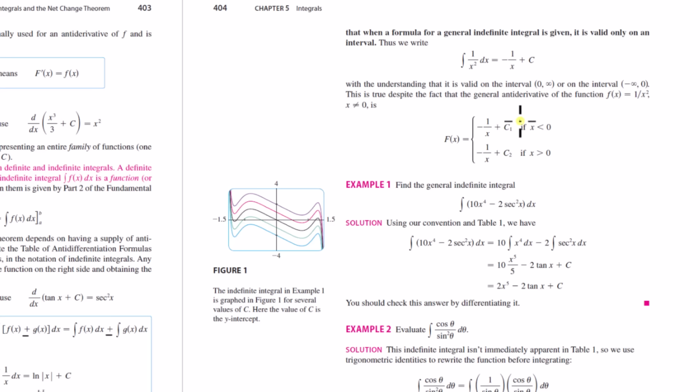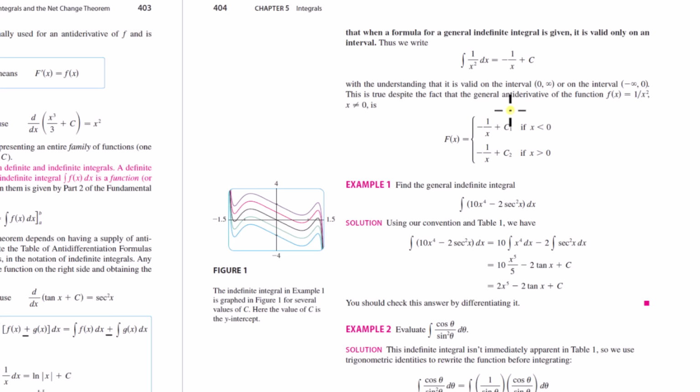So you could have one curve, minus 1 over x plus 7 for x less than 0, and then minus 1 over x plus 50, or minus 30, for x greater than 0. The derivative of both of those results in 1 over x squared, right? So they're both valid indefinite integrals. For a real application, you could evaluate the indefinite integral, and in differential equations, you're going to see these constants.